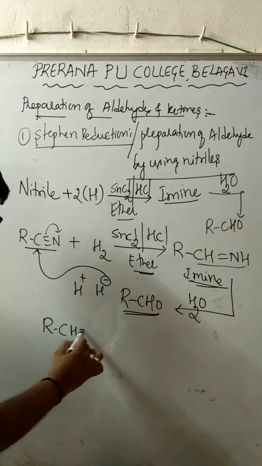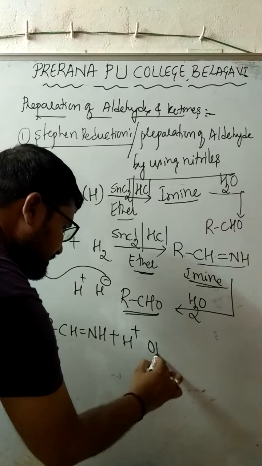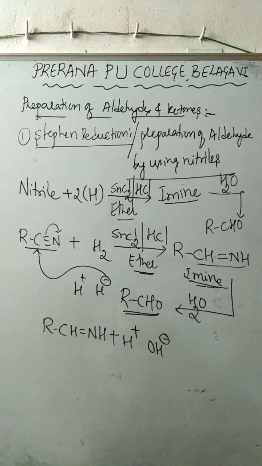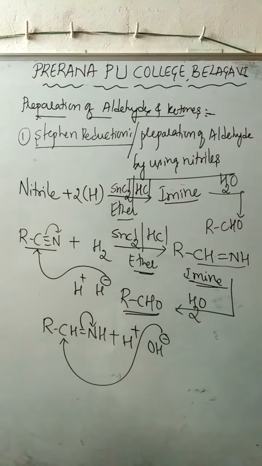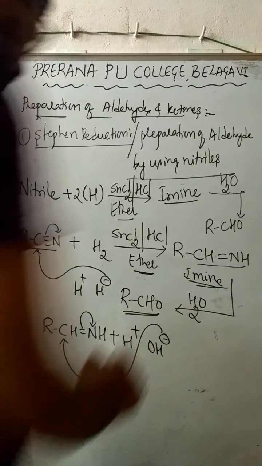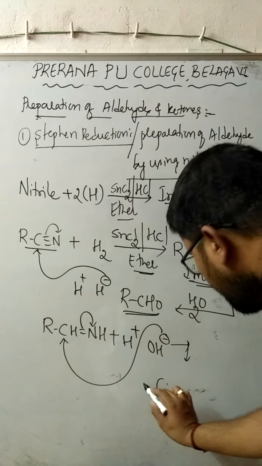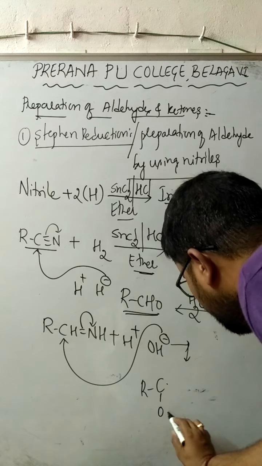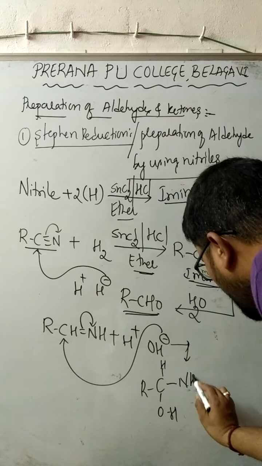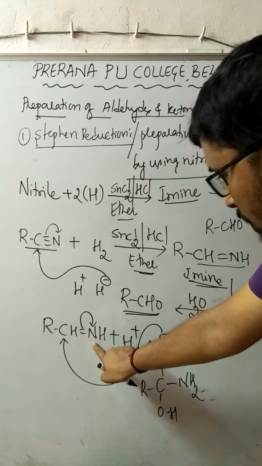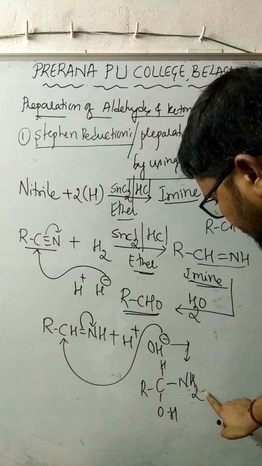This is the imine intermediate which is obtained. Upon hydrolysis, it ionizes as H plus as well as OH minus. This OH minus will attack the carbon. Migration of electrons takes place again onto nitrogen. When the migration of electrons takes place onto nitrogen, I can write it as R, C bonded with OH along with one hydrogen, with a single bond to NH2, because nitrogen has a negative charge. The negatively charged nitrogen has taken one more H plus, that is, it has given NH2.